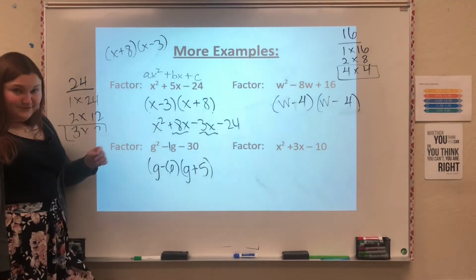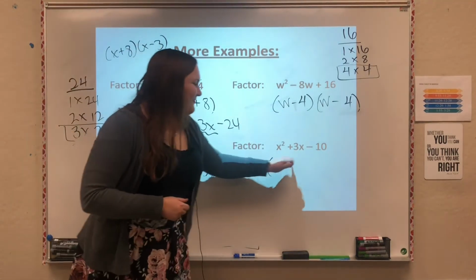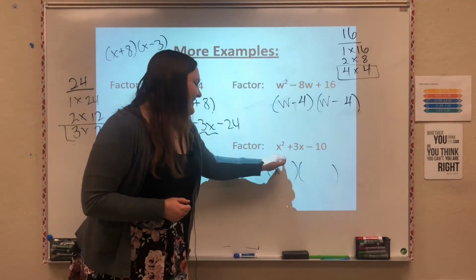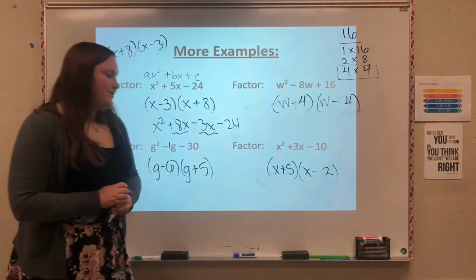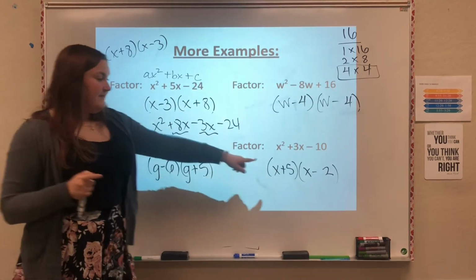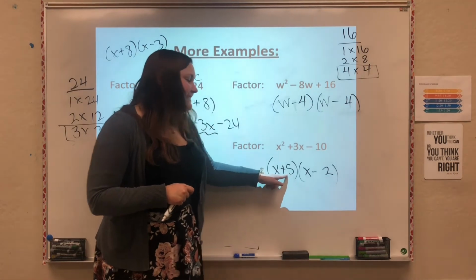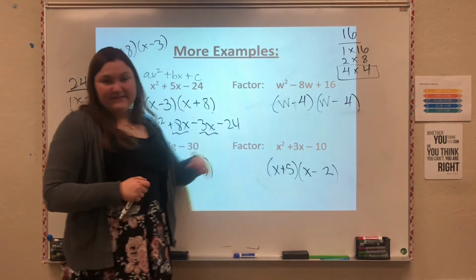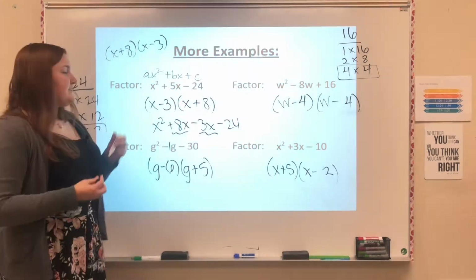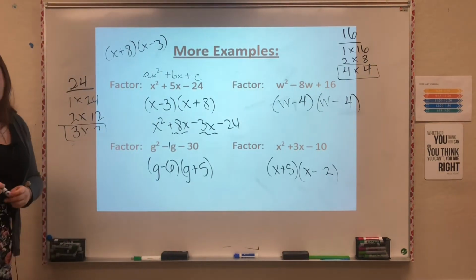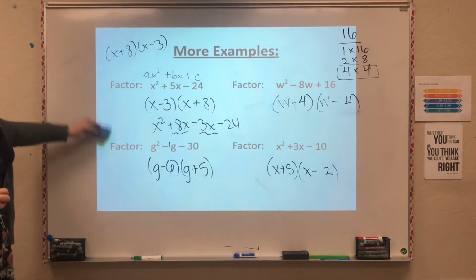How'd you do? Did you check your answer? It's not too late. You can always pause and check if you did not. When you factor this one, you should get x plus 5, x minus 2. I know that works because 5 times negative 2 is negative 10. And a positive 5 minus 2 gives me that positive 3 I'm looking for. So this was the first part here. This is factoring quadratics.